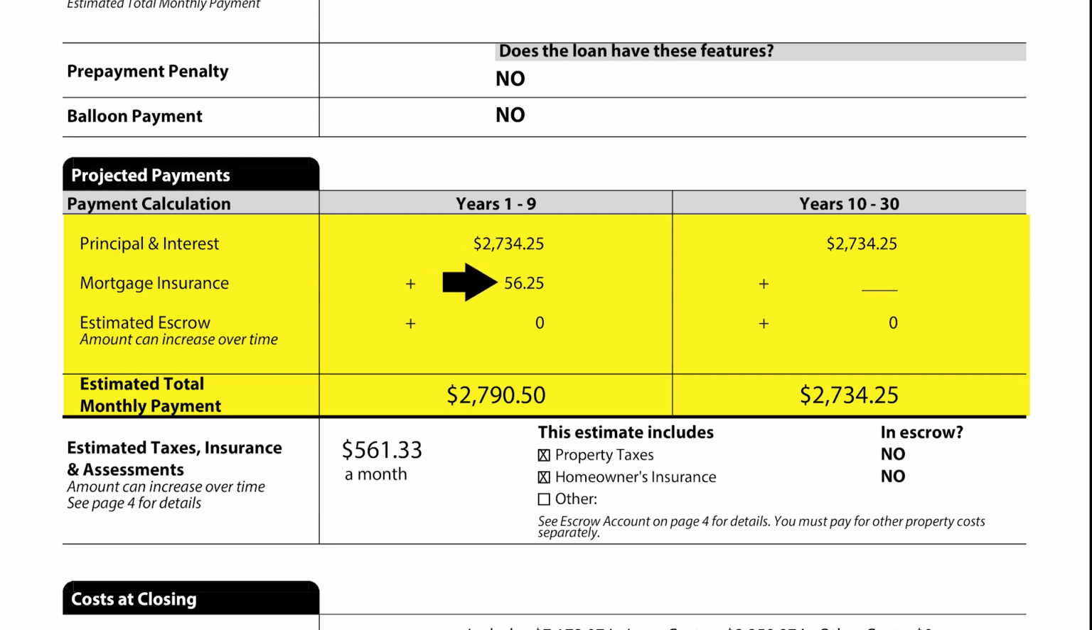Mortgage insurance is paid monthly. It's $56, and the total monthly payment is $2,790.50. Beneath that, you will see the estimated taxes and insurance on this home. In this case, the property taxes and homeowner's insurance total $561.33. So above, you have your principal and interest, the mortgage insurance, and then below, this section lists the taxes and homeowner's insurance on the property.